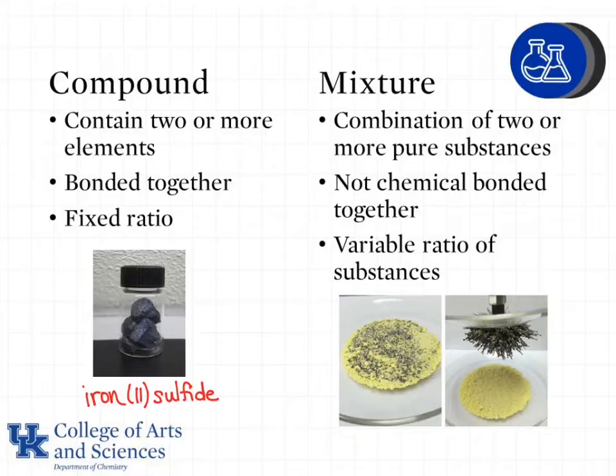When we look at a mixture, in this case we can look at iron and sulfur. So iron is being attracted to the magnet, the gray particles, and the sulfur is the yellow powder. So we can separate these two substances from one another, but they can also exist with variable ratios. I could have 10% iron and 90% sulfur, or 50-50, or 80-20, or any possible combination, because it does not have a fixed ratio like a compound does.